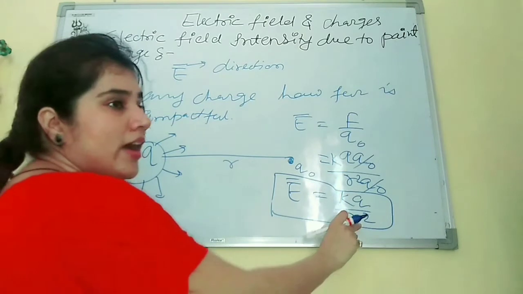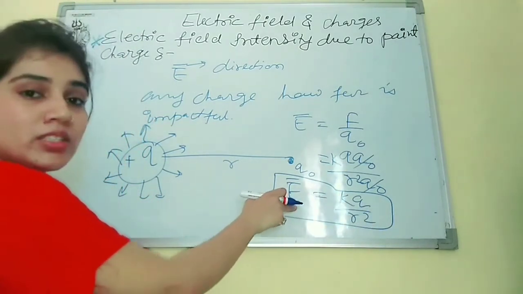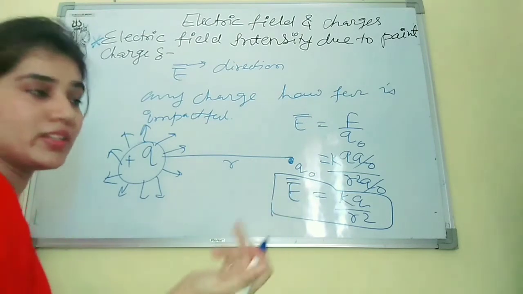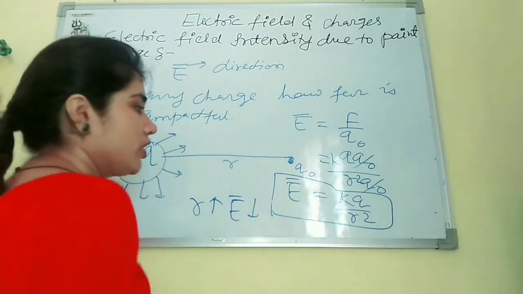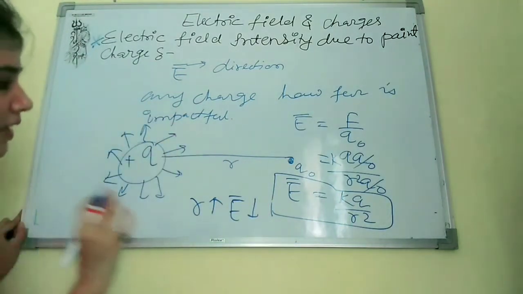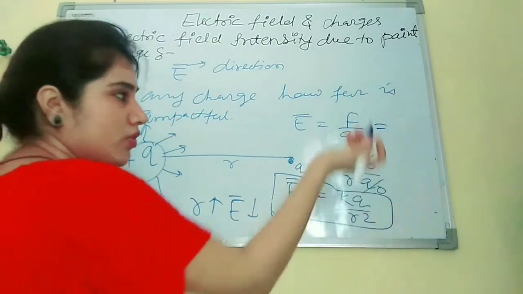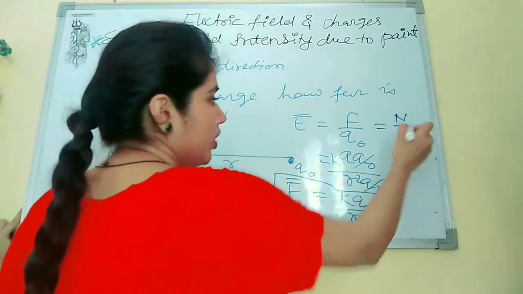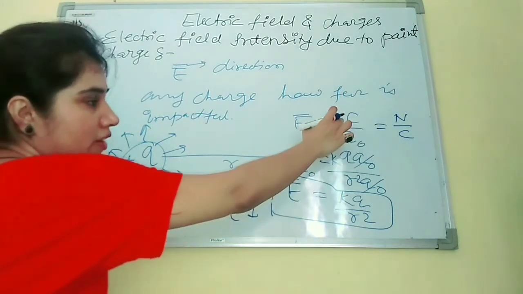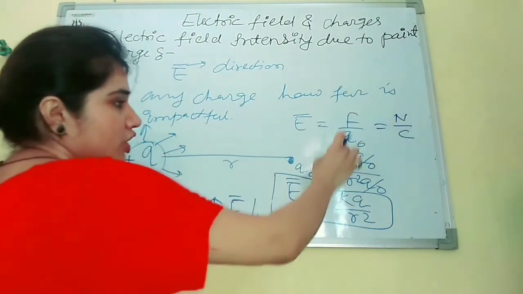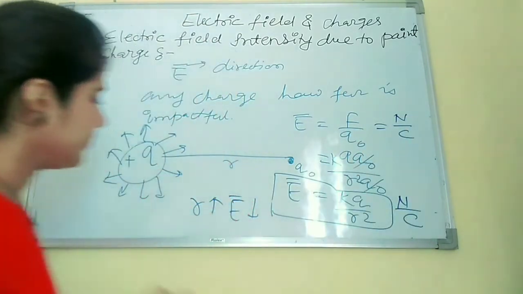Here you are seeing that this is R. When we increase the distance, the intensity of the electric field gets decreased. If we increase the distance, E will get decreased. And the unit of this will obviously be Newton per Coulomb, because this is the basic expression of electric field intensity, that is F by Q naught. The unit of F is Newton and the unit of Q naught is Coulomb. So that will be Newton per Coulomb.